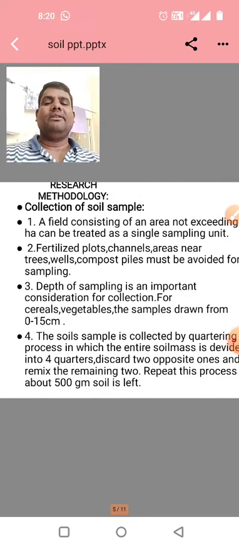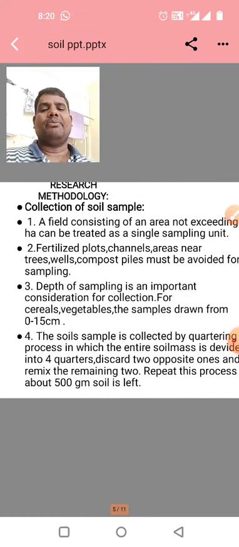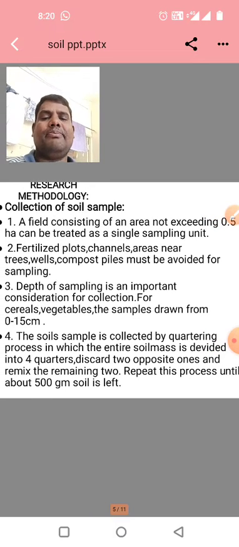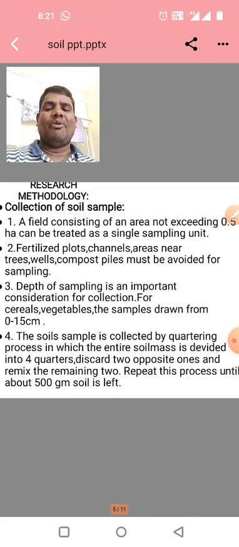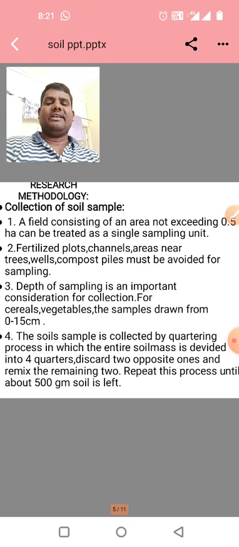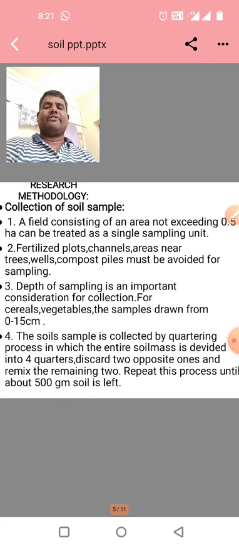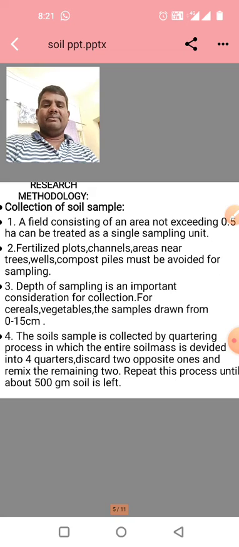Research methodology. First, collection of soil sample. We have to collect the sample from an area not exceeding 0.5 hectare, which can be treated as a single sample unit. Fertilized plots, channels, areas near trees, wells, and compost piles must be avoided for the sampling. Depth of sampling is an important consideration. For cereals and vegetables, the samples are drawn from 0 to 15 centimeters.